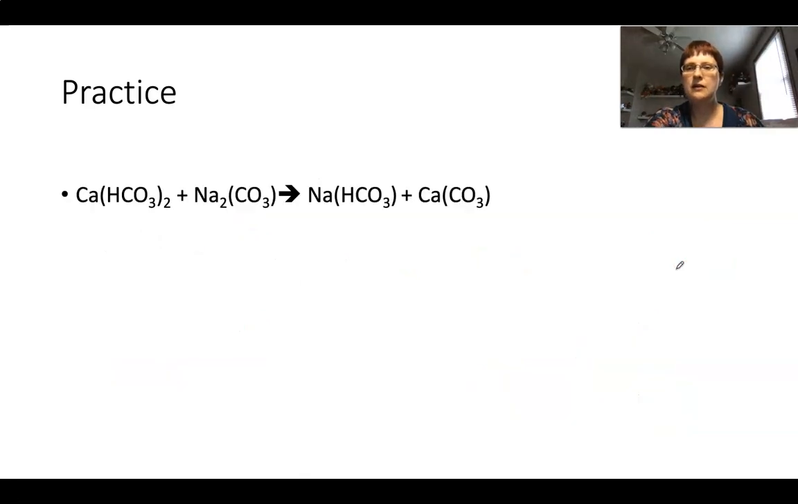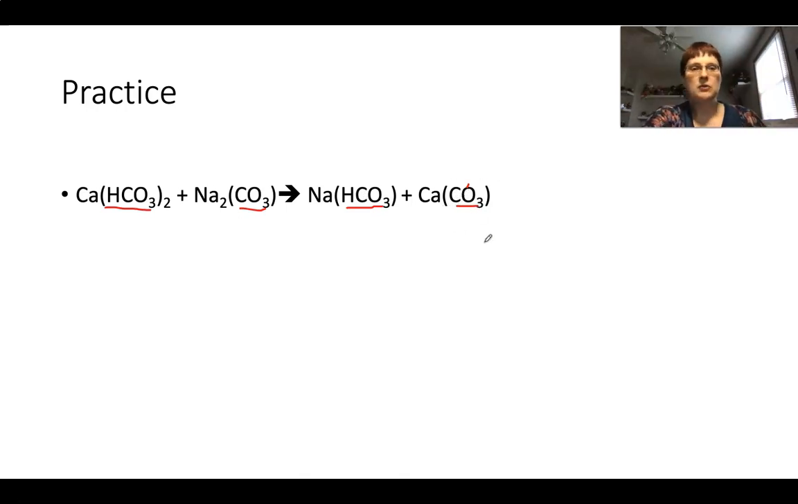All right, let's try another one. Now this equation looks crazy, but it's not as bad as it seems, okay? Because these guys right here in the parentheses act as molecules. I know you've got individual elements, but this guy acts as a unit. So CO3 acts as a whole unit. CO3 here, HCO3 acts as a unit. Okay, CO3 is carbonate. So these guys count as one.